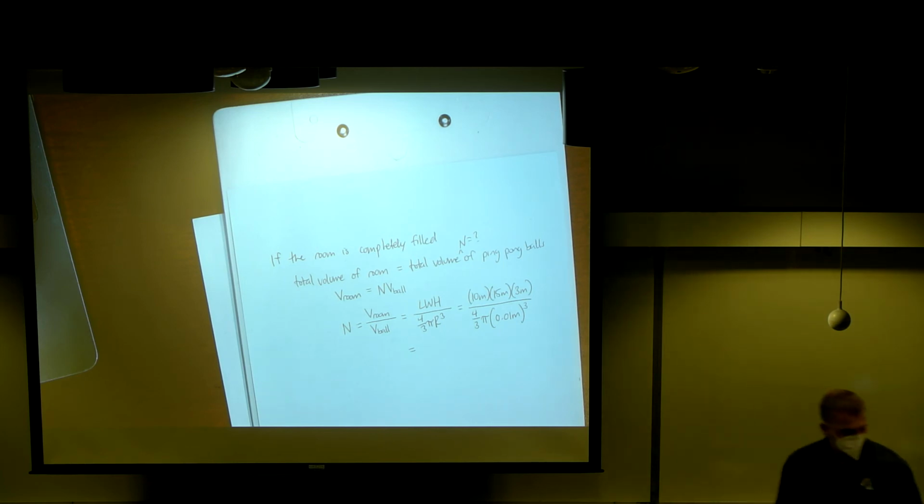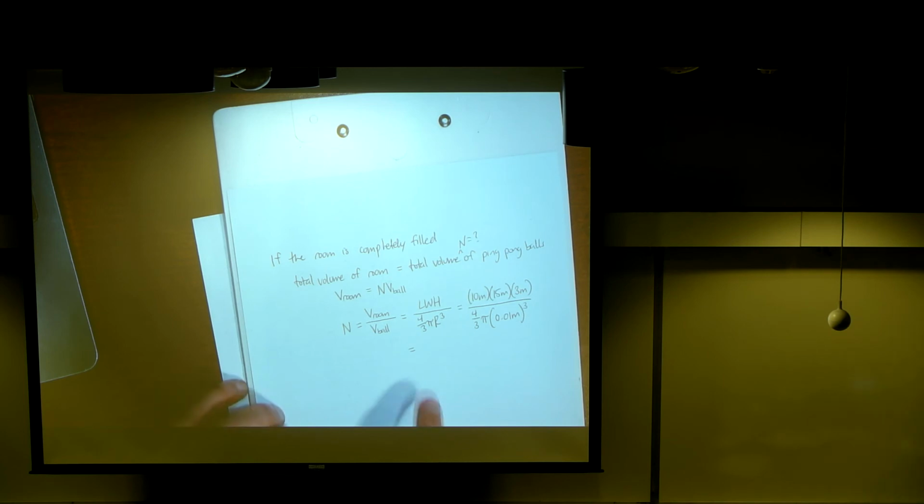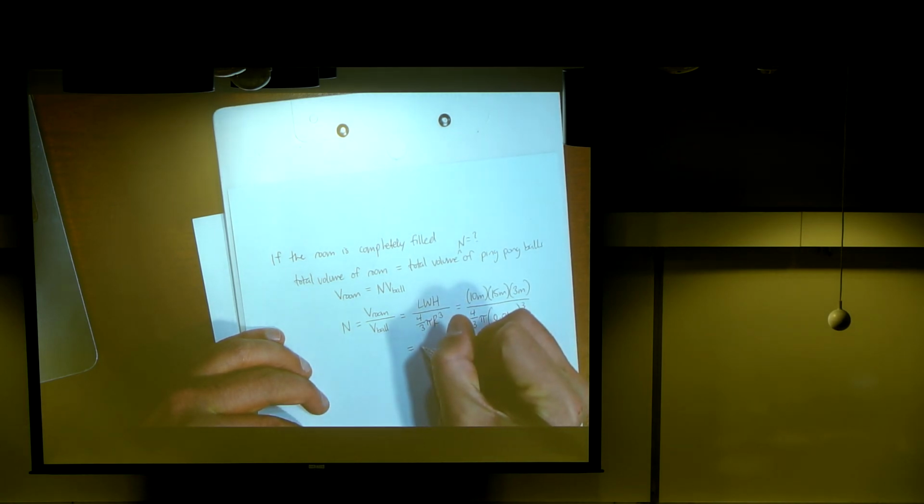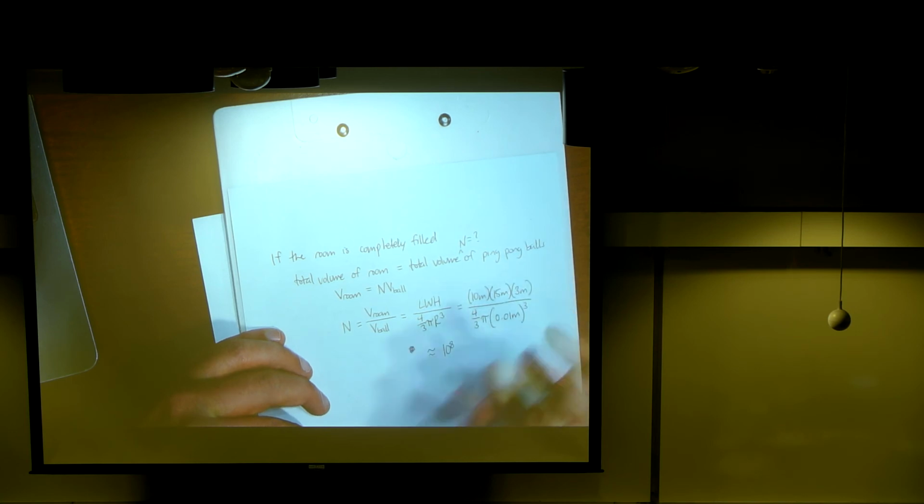$170 million. That doesn't sound right. Yeah, no. And what would that be in scientific notation? 1.07 times 10 to the 8. 10 to the 8? Yeah.